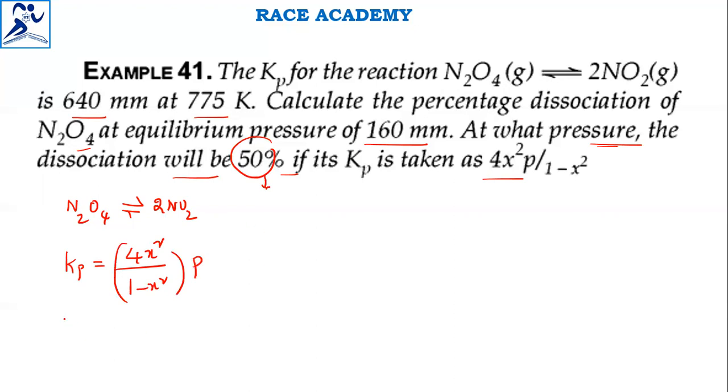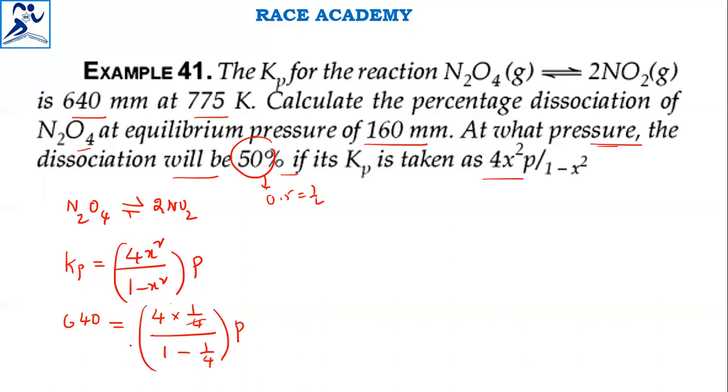So in this one Kp value is given as 640, that is equal to 4x square. The dissociation constant x value is 50%, meaning 0.5, that is 1 by 2. So it is 4 into (1 by 2) whole square, which is 1 by 4, divided by 1 minus 1 by 4 into P.